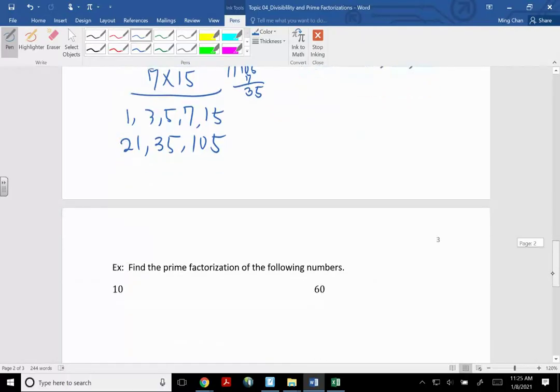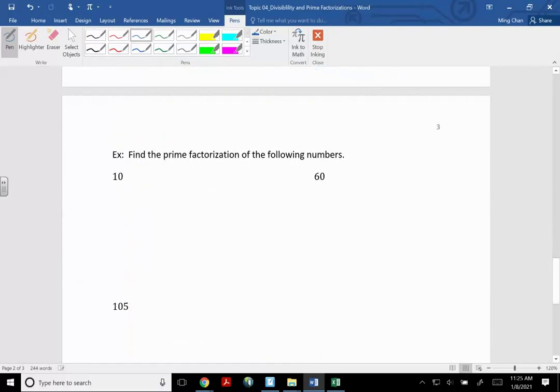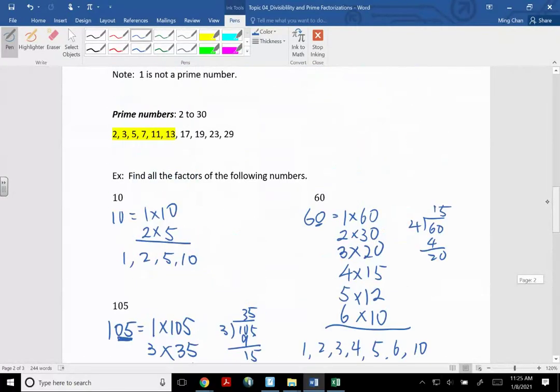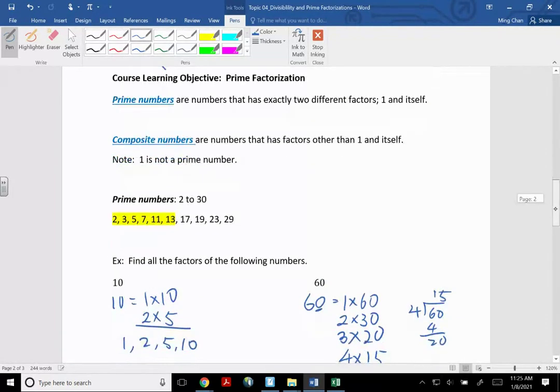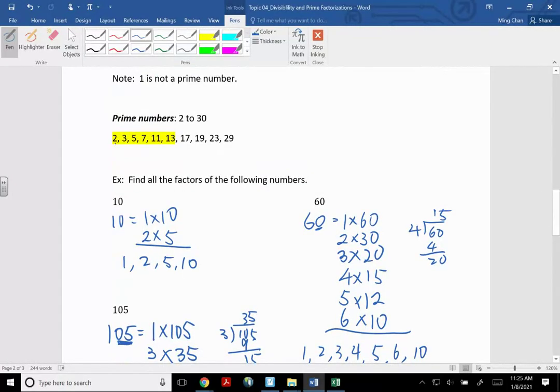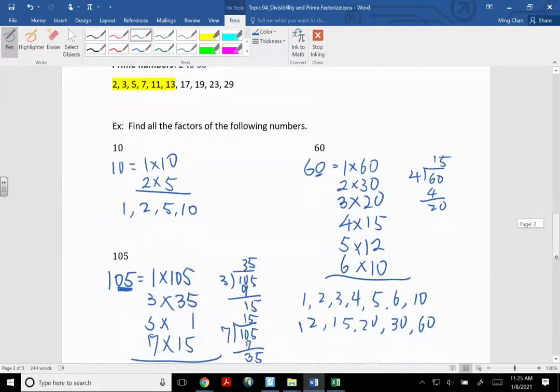All right. Now these are a different type of problem. These are called finding the prime factorization of a number. That means I only want to use prime numbers. So let's scroll back up and look at our popular prime numbers, the ones I highlighted. A lot of these repeat, right? Divisibility by 2, 3, and 5. So you kind of know that.